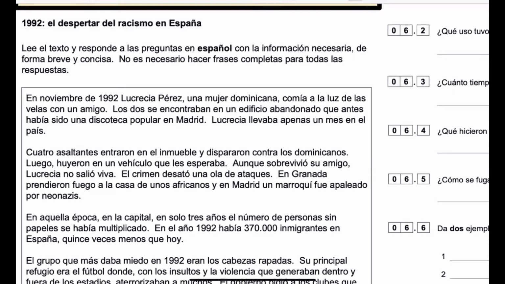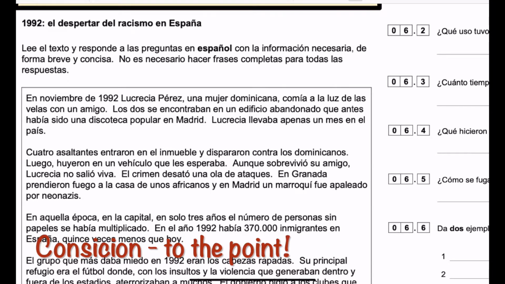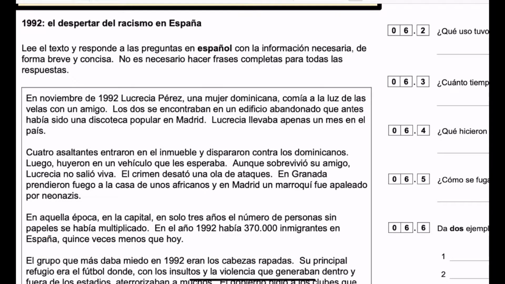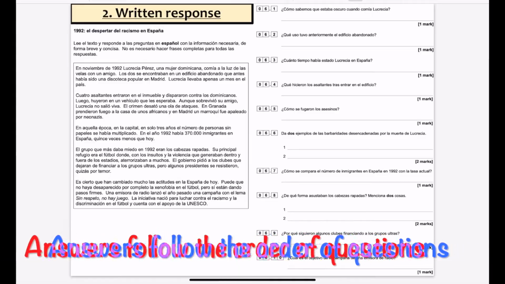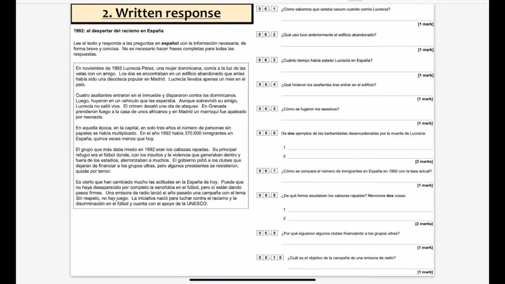1992, el despertar del racismo en España. So 1992, the awakening of racism in Spain. Lee el texto y responde a las preguntas en español con la información necesaria de forma breve y concisa. No es necesario hacer frases completas para todas las respuestas. So respond briefly and concisely, and you don't need to write full sentences for your answers. That's important. Again, like the previous task, all of your questions, the answers will appear in order in the text.